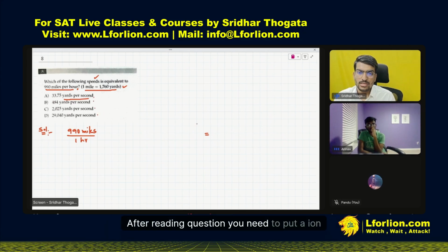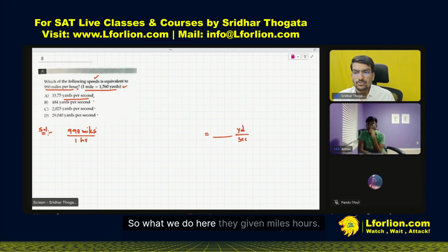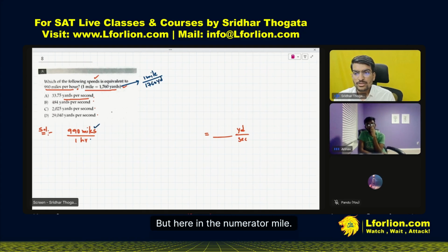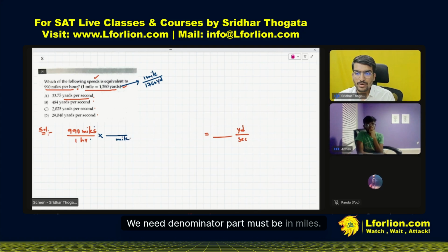After reading the question, you need to put an eye on the options. Yard per second. This is what your answer must be in. So what do we do here? They gave miles, hours, and we also have some information here. Mile per 1,760 yards. But here in the numerator is miles, and we can't remove the miles. The denominator part must be in miles.